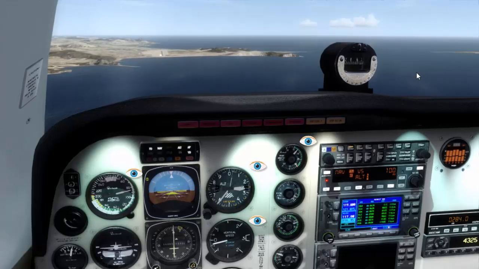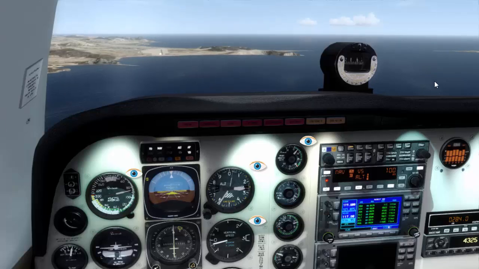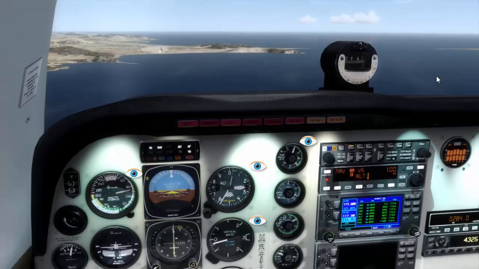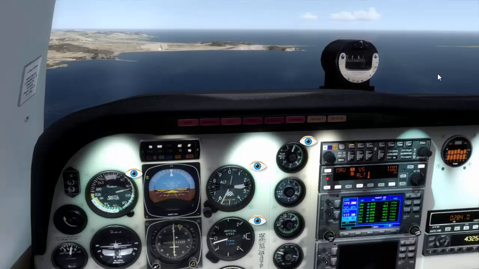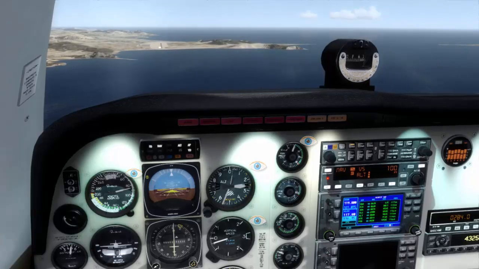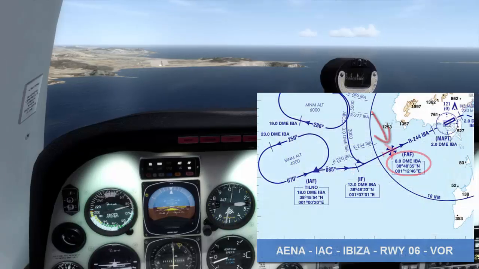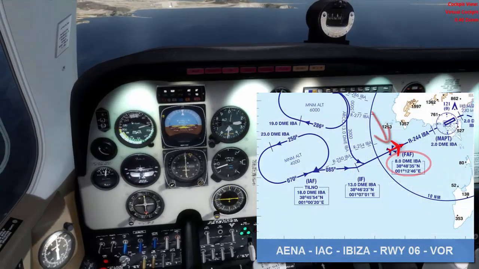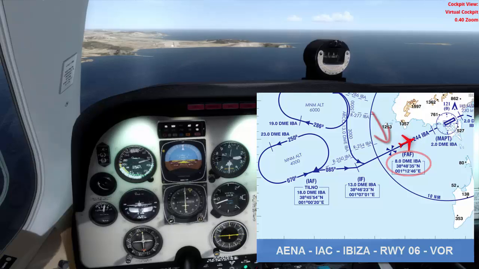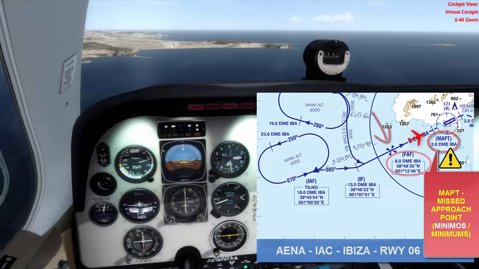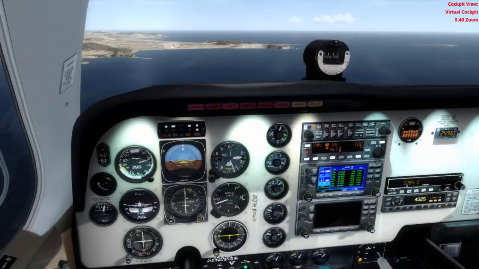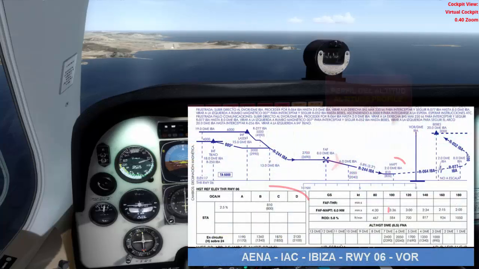Take a look also at the manifold pressure instrument to see everything is okay, and also at the anemometer, because we need to maintain the recommended speed. If we don't maintain the recommended speed, then the descent rate won't work. So try to maintain it at 76 knots, more or less. And the next thing we will do right now is reach the MAP, the missed approach point.